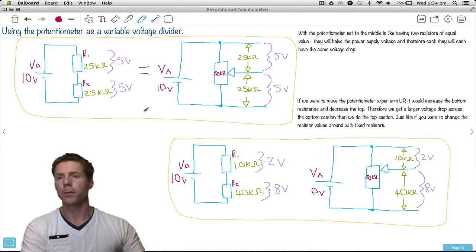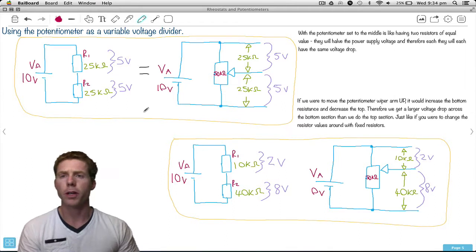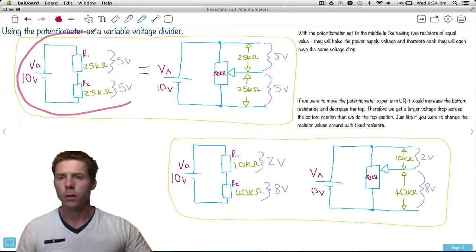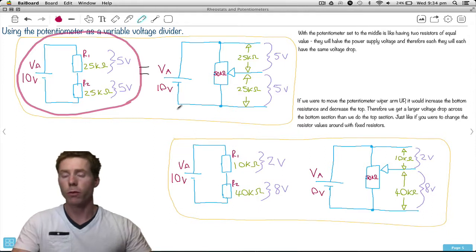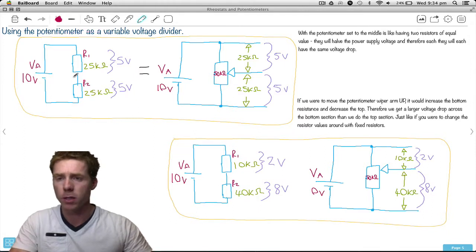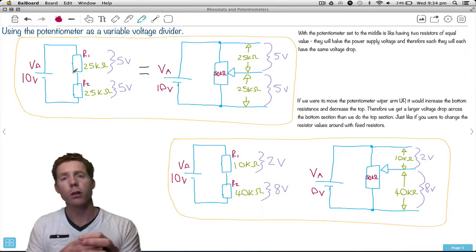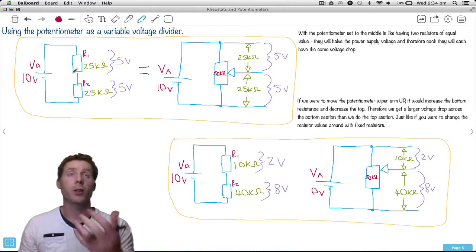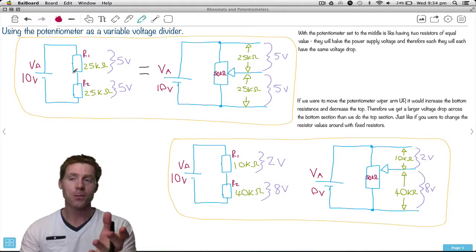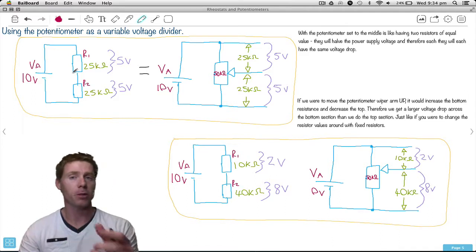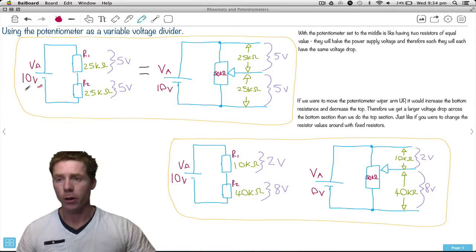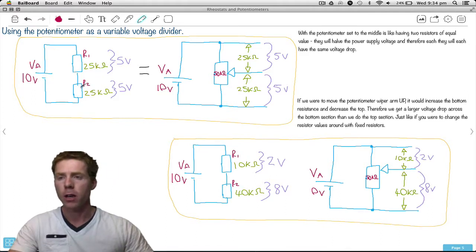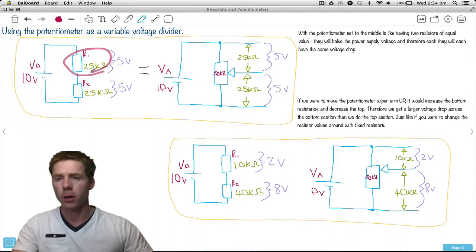So let's have a look. Using the potentiometer as a variable voltage divider. I've gone back to quite a number of lectures ago now, where we had two resistors in series. If you recall, we can call series resistors a voltage divider, because we're going to have 10 volts coming in in this case, and that 10 volts will divide itself amongst these two components.